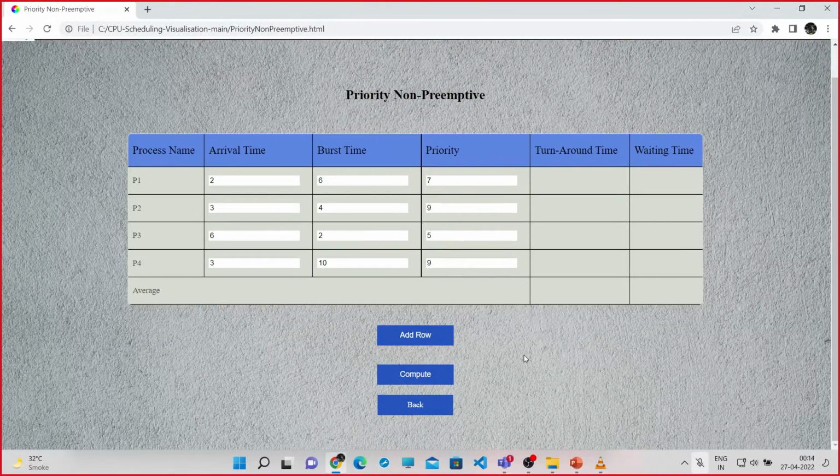The priority non-preemptive algorithm is given with the process name, arrival time, burst time, priority, turnaround time, and waiting time. With 4 processes, an average is given. We can see the values have been put in the columns. Now we will compute that and see the Gantt chart.